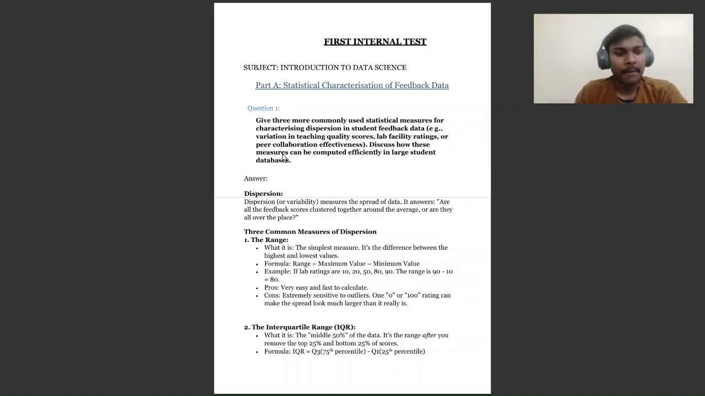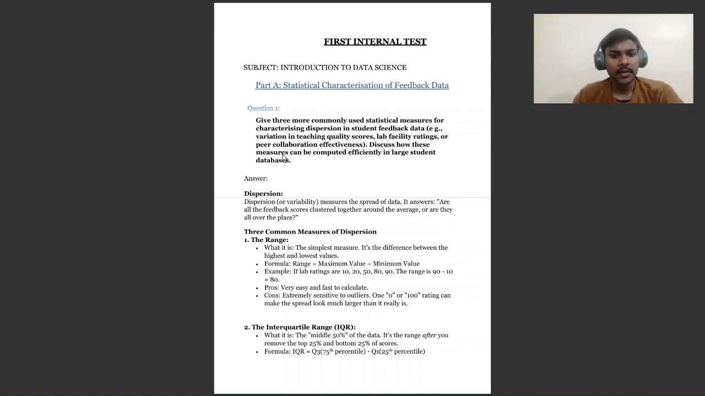However, the range is very sensitive to outliers. So let's just talk about what outliers are. Outliers are values which are extremely small compared with the minimum value present in a data set, or values which are very high compared with the maximum value present in the data set. For example, one extremely high or extremely low feedback rating can distort the range.